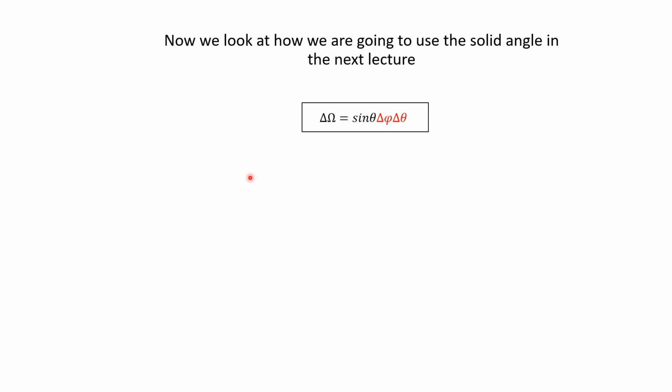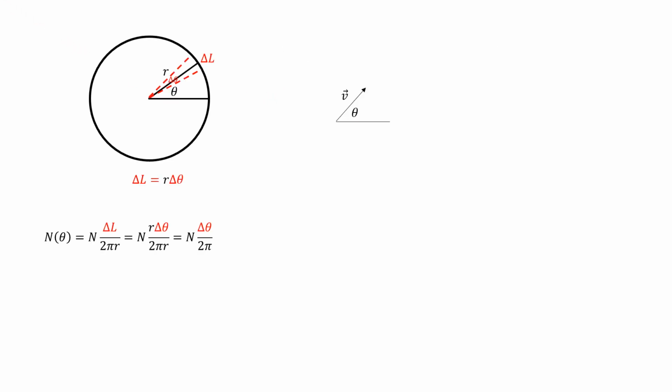So let's take a look now at how we're going to use the concept of solid angle and this expression in the next lecture. The situation we want to consider is that of a gas of particles, and the velocities of these particles are randomly distributed. We can imagine that the magnitude of the velocity is fixed, so all particles have the same speed, but the orientation is randomly distributed.